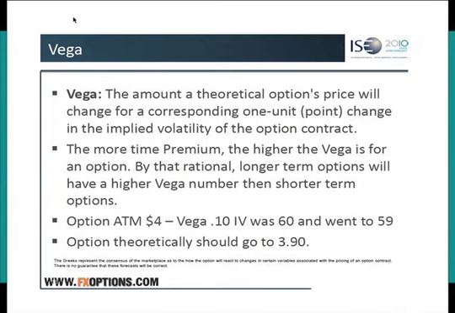All right, now let's get into Vega. Vega is the Rodney Dangerfield of the Greeks, if you will. It tracks volatility, and a lot of people disregard volatility in option contracts. But Vega is the amount an option's theoretical price will change for a corresponding 1-point change in the implied volatility of the option contract. The more time premium, the higher the Vega is for an option. By that rationale, longer-term options will have a higher Vega than shorter-term options.